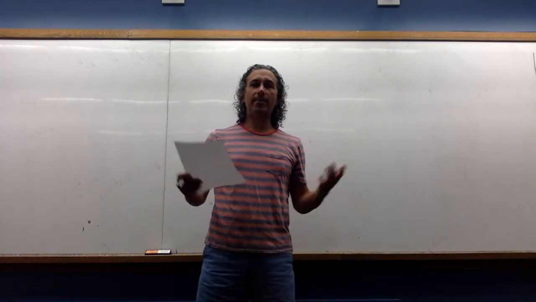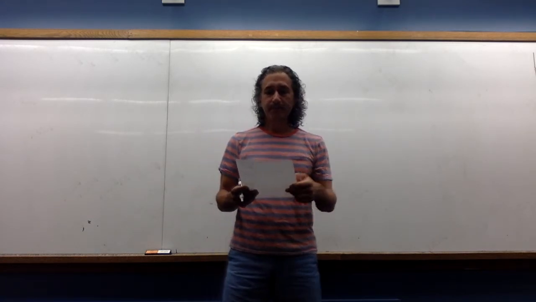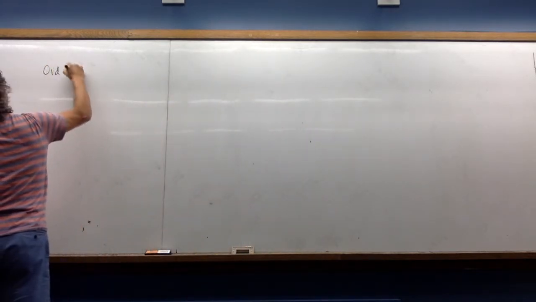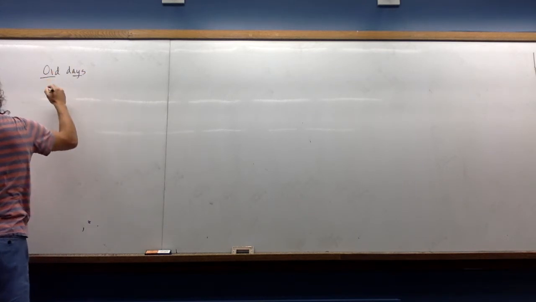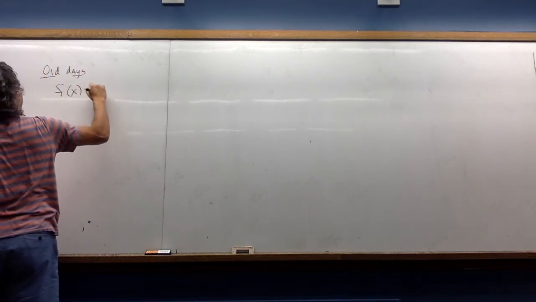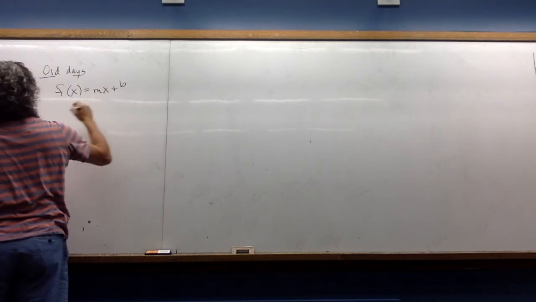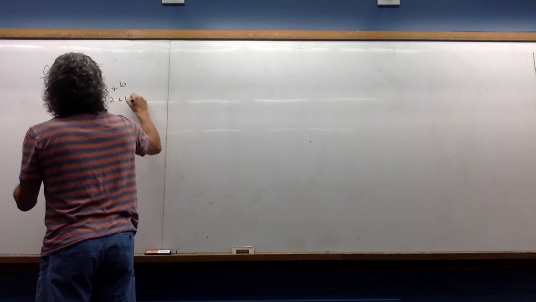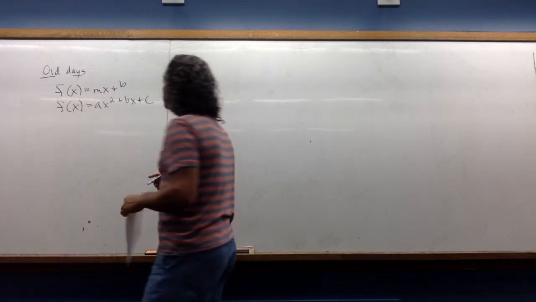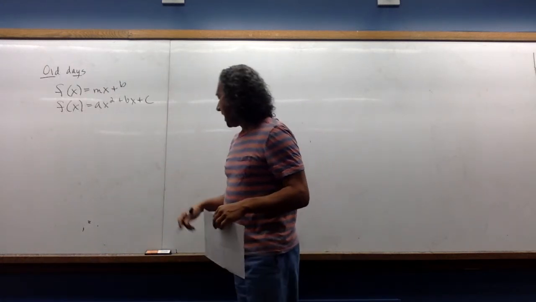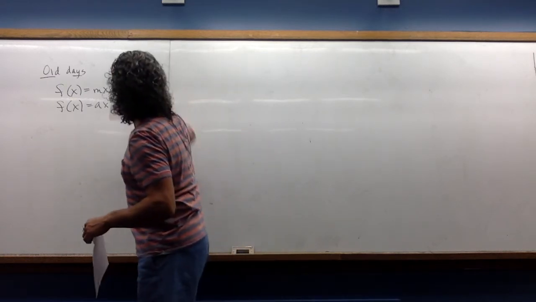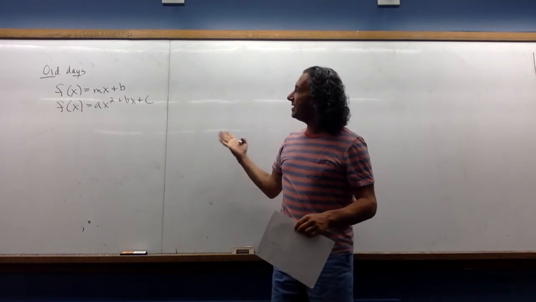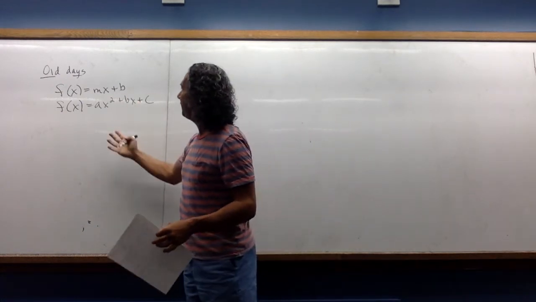All right, so in the old days, you had functions that look something like this. f of x equals mx plus b. f of x equals ax squared plus bx plus c. With these functions, it's clear what type of function we have.